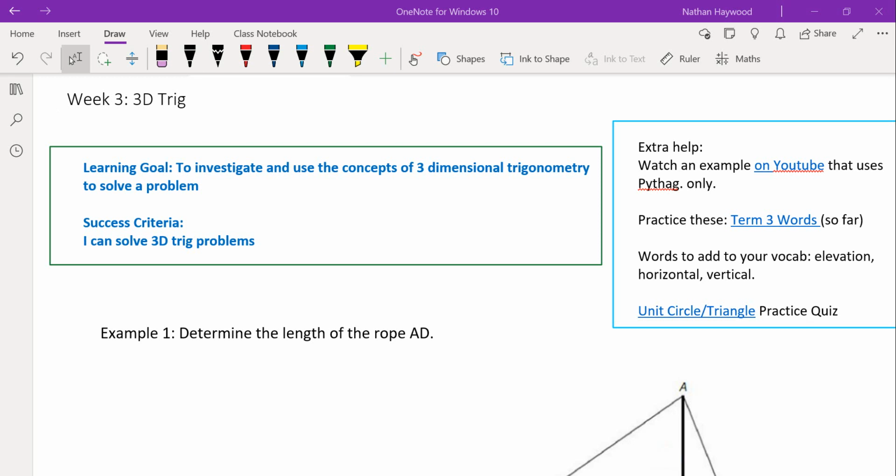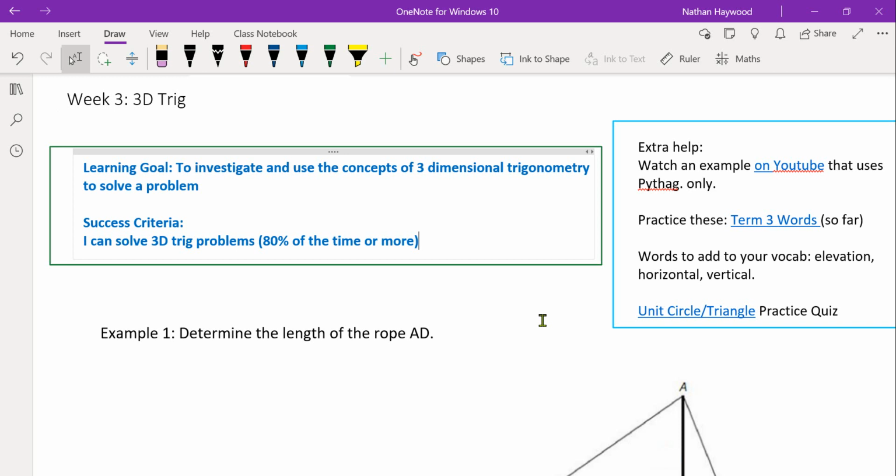Today we're looking at 3D trigonometry. So your goal is to investigate and use concepts of 3D trigonometry, three-dimensional trigonometry, to solve a problem. The first step for 3D trigonometry is you want to draw a picture if they haven't drawn one for you. Now 3D drawing in itself is quite a difficult skill. So that might take you a little bit to handle that.